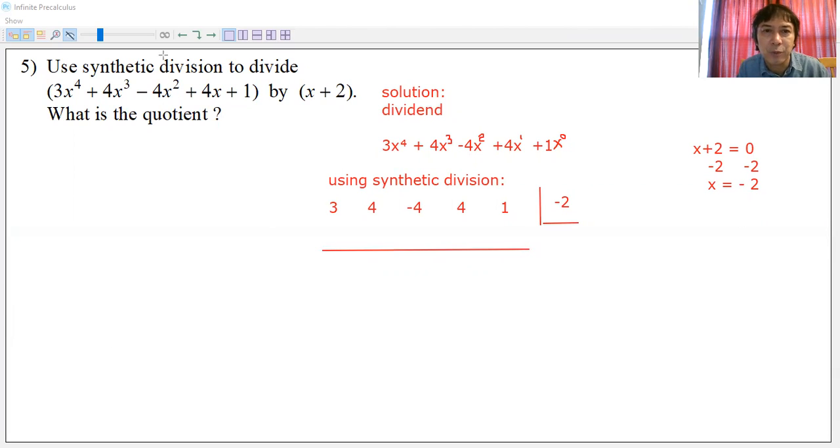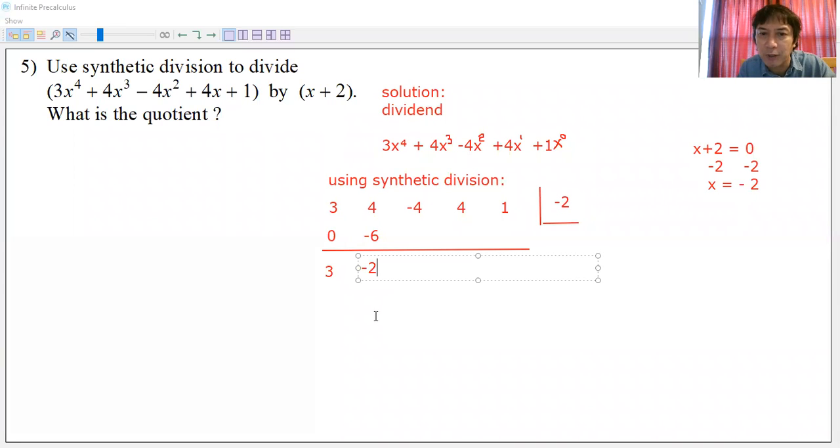Then we put a 0 for our first addition. 3 plus 0, we have 3. And then our first multiplication is 3 times the trial divisor. So it's 3 times negative 2, which is negative 6. Negative 6 goes here, below the next column number. This will be our second addition, resulting in negative 2 there.